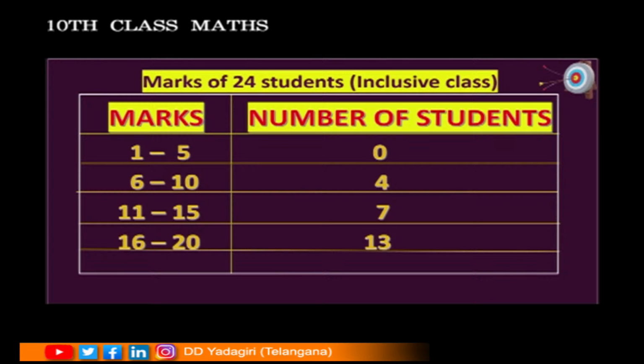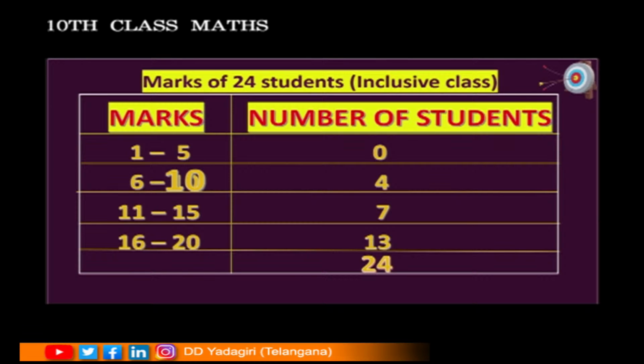Now you also observe that the marks are from 1 to 5, 6 to 10, 11 to 15 and 16 to 20. Now in this, what do you mean by 6 to 10? The 6 to 10 is the class interval. What is 6 called in this? It is the lower limit of the class interval. What do you call 10 in this class interval? Yes, it is called the upper limit of the class interval. So you have 6 as the lower limit and 10 as the upper limit of the class interval.